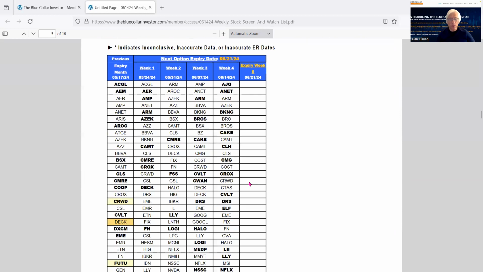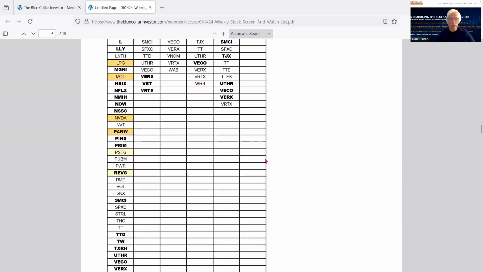We also will give you a list of the last week in the previous monthly contract cycle and each week of the current monthly cycle, so you could kind of follow various securities all along from week to week. And that's what you're seeing here.